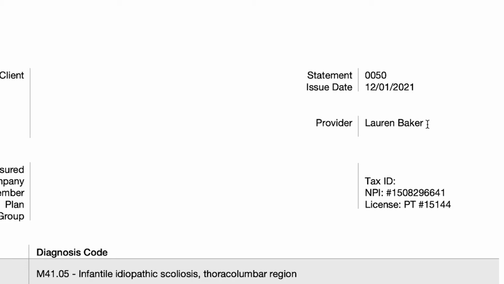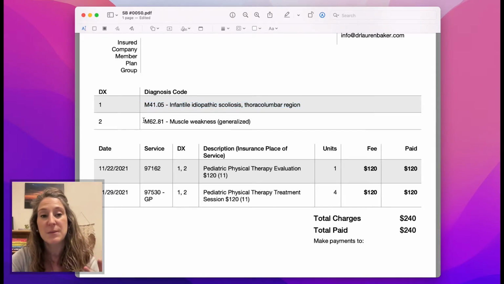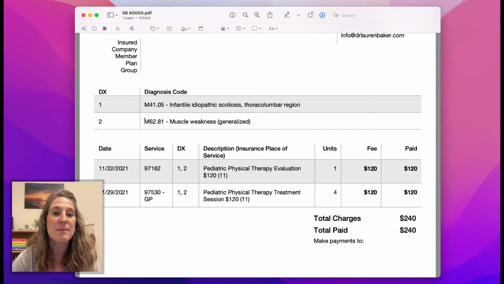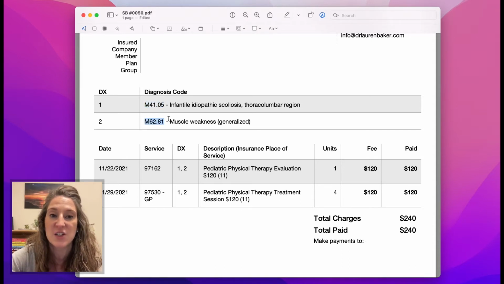In this specific case, this kiddo had infantile idiopathic scoliosis. And so this is going to be the medical diagnosis. Typically for physical therapy services, you're going to have two different diagnoses, the medical diagnosis as well as a treatment-specific diagnosis that is more related to the musculoskeletal system, developmental delay, maybe a coordination code, muscle weakness. But the most important part is these letters and numbers right here. So these are the things that you're going to carry over on the form that we will fill out together.